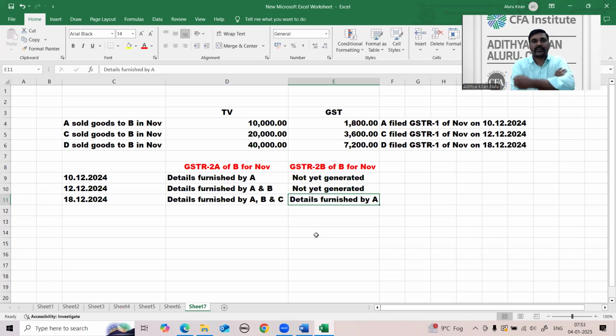This is the magic here. If you open the GSTR 2B on 18th December, after 14th at any time, your GSTR 2B will be generated. But it contains the details furnished by A only.